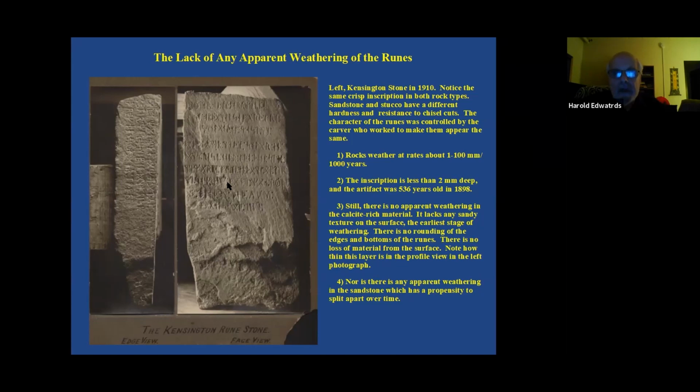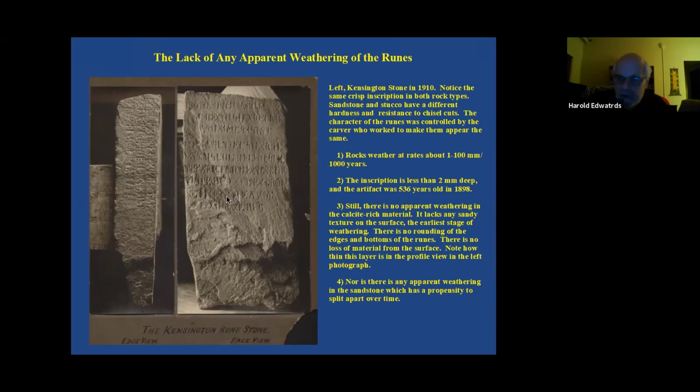The weathering rates of rocks range between 1 and 100 millimeters per 1,000 years. And the inscription is less than 2 millimeters deep. And the artifact was 536 years old in 1898. So we would expect the rock to have lost between half a millimeter and 50 millimeters from the surface. In most cases, that would be well enough to have obliterated much of the inscription.